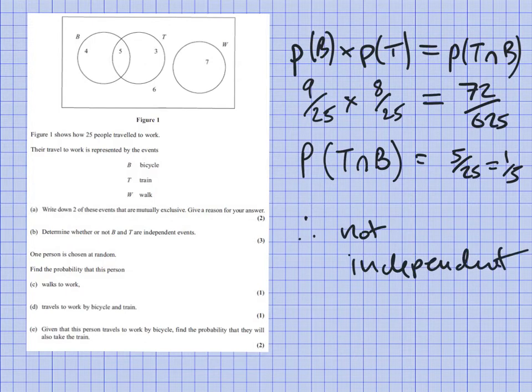Okay, beautifully written. One person is chosen at random. Find the probability this person walks to work. Easy, 7 out of 25. Find the probability they travel to work by bicycle and train. That means the intersection, they have to take the bicycle and the train. That's 5 over 25. The last question we haven't covered, so we'll pause there.